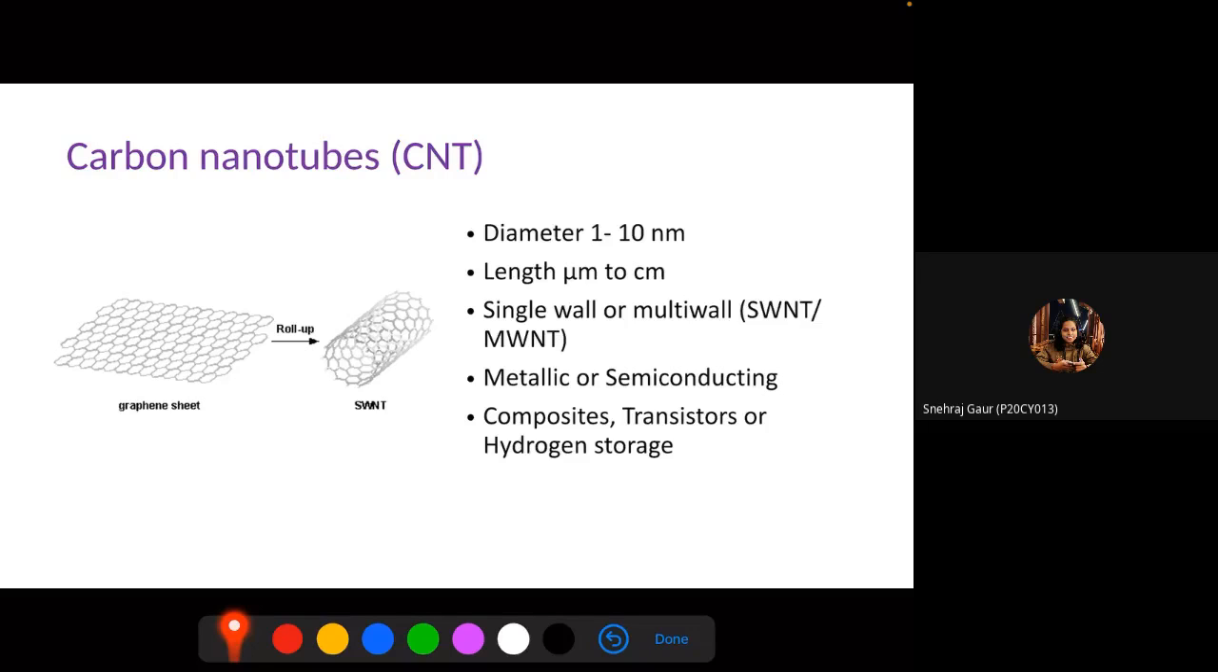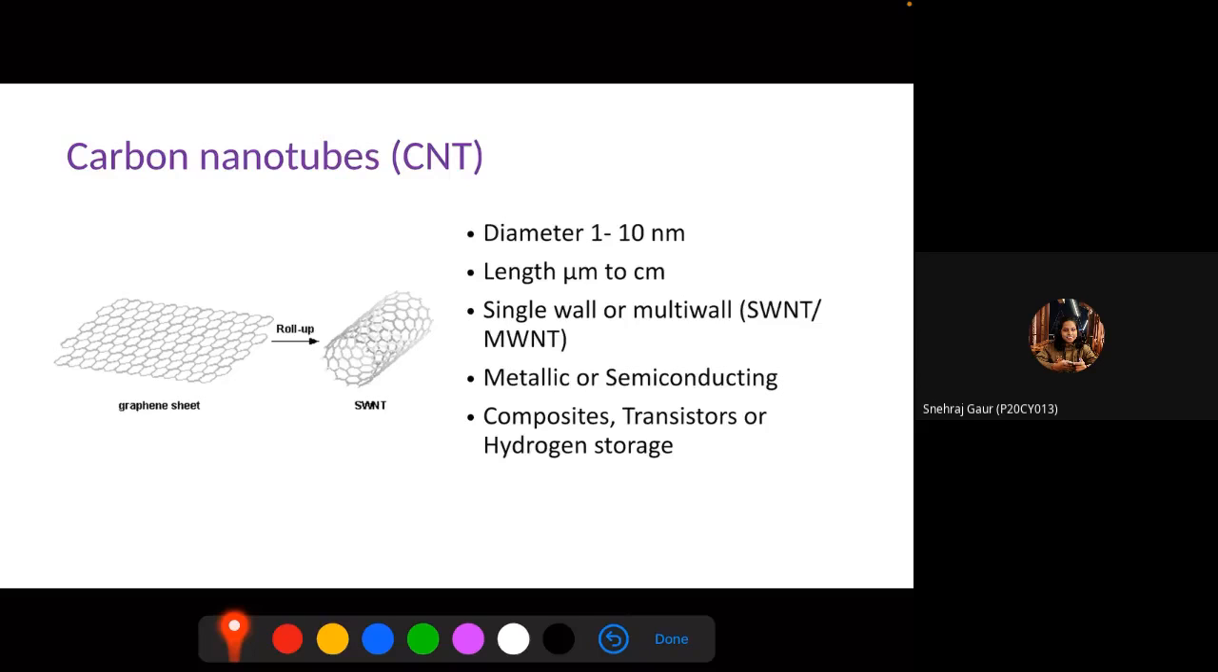The diameter for single wall can vary up to 2 nanometers, but for a multi-wall one, the diameter can go up to maybe 20-25 nanometers. These multi-wall carbon nanotubes form due to the van der Waals interaction again. And as I said, the length can go up to centimeters or micrometers, so the aspect ratio can be 10,000 or even more. That means the length to diameter ratio.